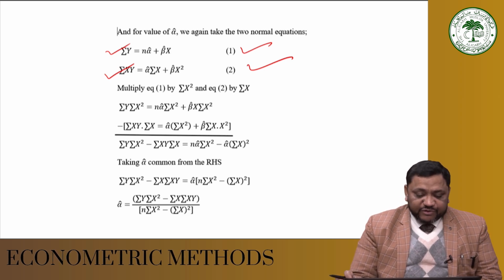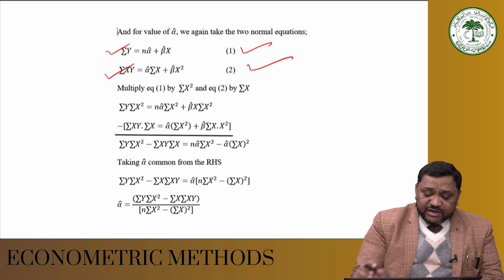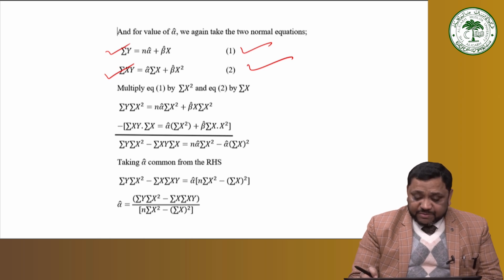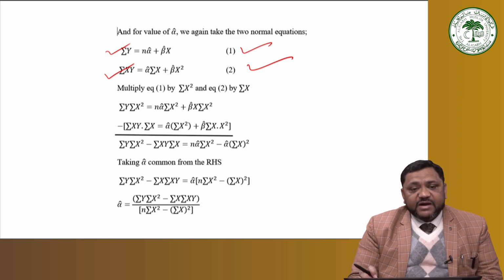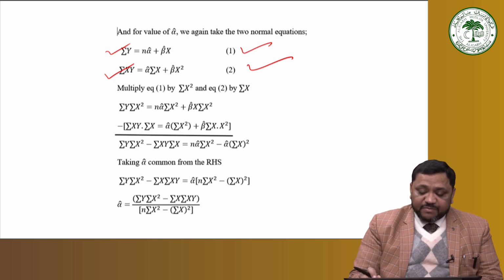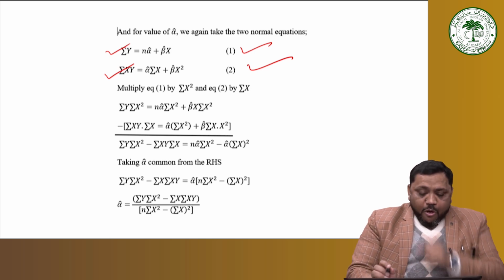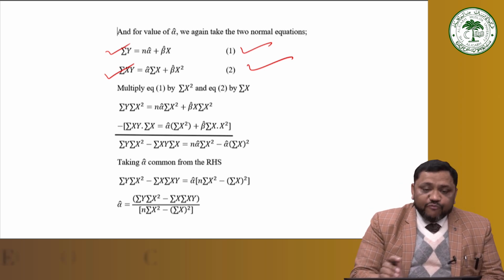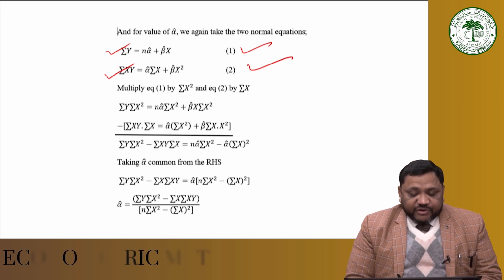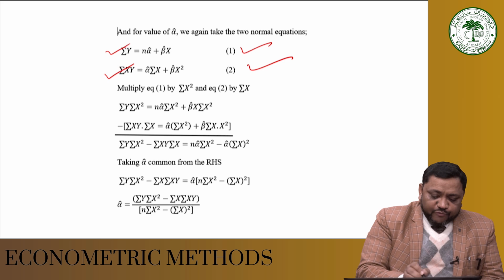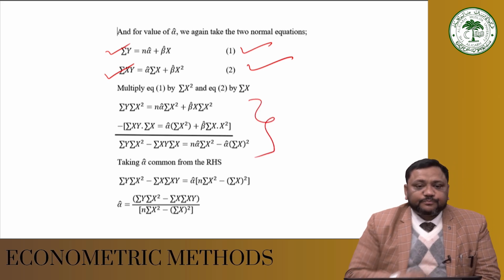And the second equation, which we are multiplying by summation x, gives summation xy multiplied by summation x is equal to alpha hat summation x square plus beta hat summation x multiplied by x square. So we have these two equations. Now we subtract the second equation from the first equation.